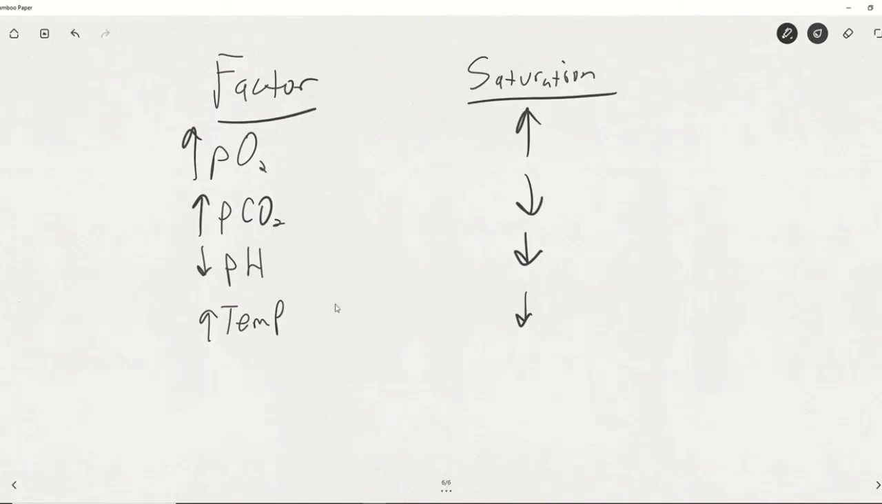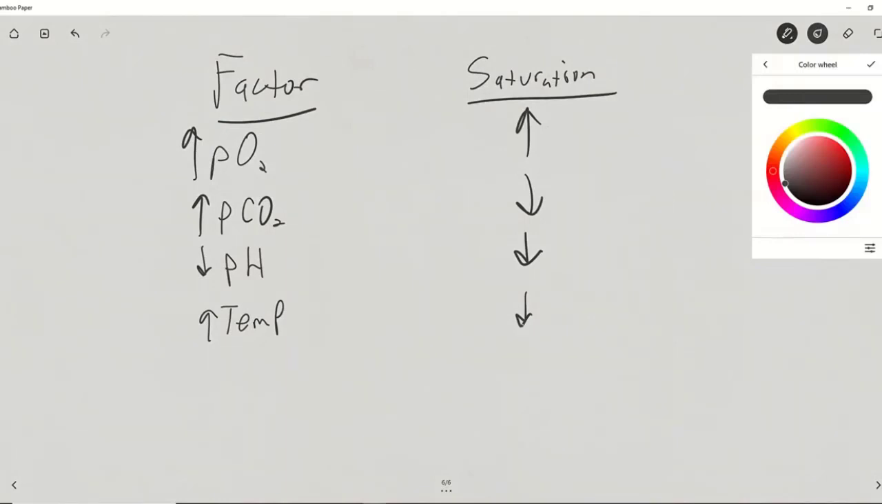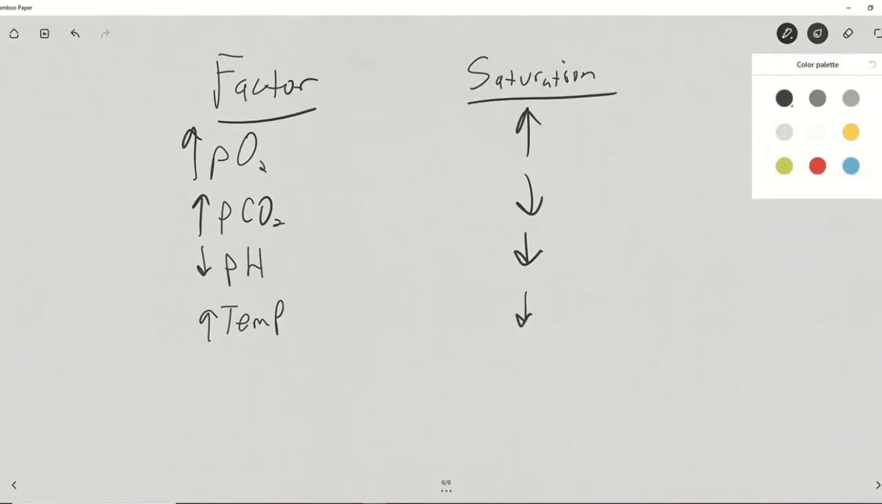But tying that to hemoglobin, low pH and high temperature both denature it and reduce saturation. Now, let's look at a couple of real-world examples to put this at play. Let's first look at what happens in the body when you are exercising. Let's say you run across campus.